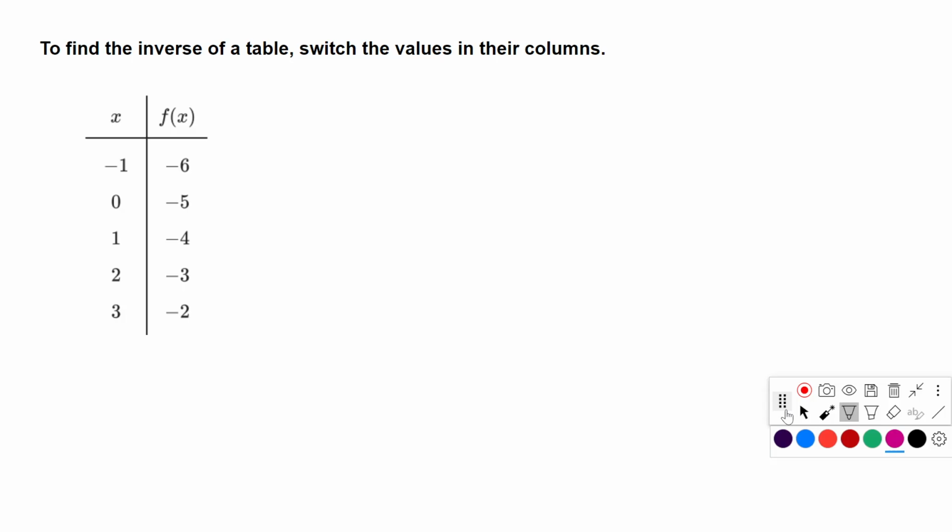Hello, this is Mrs. Garple, and in this video we are going to work on inverses of functions. To begin, we're going to start by looking at a table.